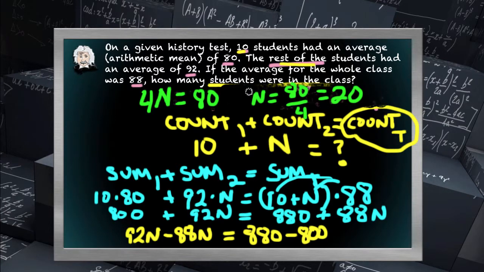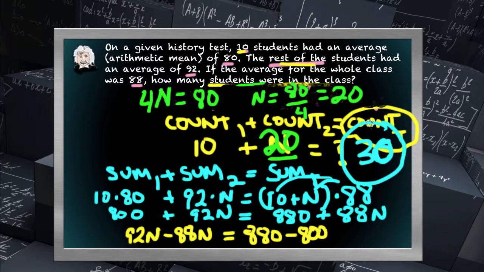Now, be careful at this point. 20 is not the answer for the students in total in the class. It's not the count total. We've just solved for n in this case, which we now know is 20. So our total count is 10 plus 20, or 30. 30 is the correct answer for the total number of students in the class.